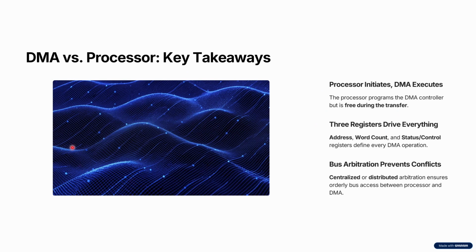In today's session, we have seen how DMA differs from the processor, what the DMA architecture is, and what arbitration techniques and signaling protocols are used in DMA. We conclude with the processor initiation and how the DMA executes, the address, word count, and status registers, the difference between the bus arbitration types, and how the centralized arbitration technique works using the signaling mechanism.